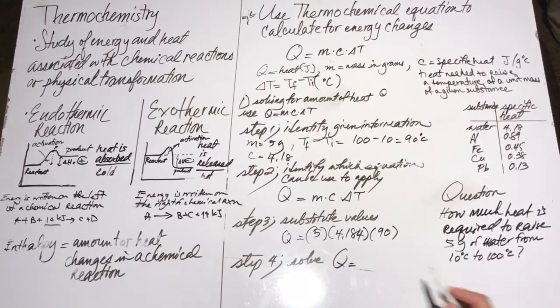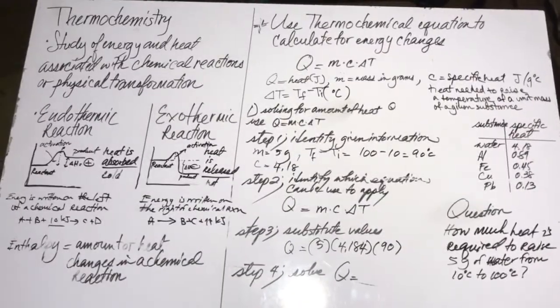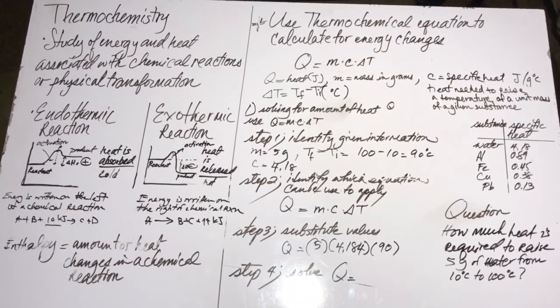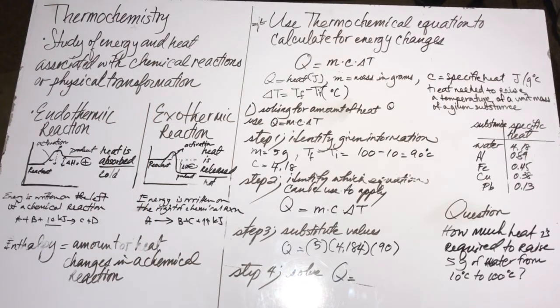So my Q is equal to, you multiply them all. That would be 5 times specific heat, which is 4.18, times 90, which is equal to 1881 joules. And this is how you will solve for the heat needed to raise the temperature.